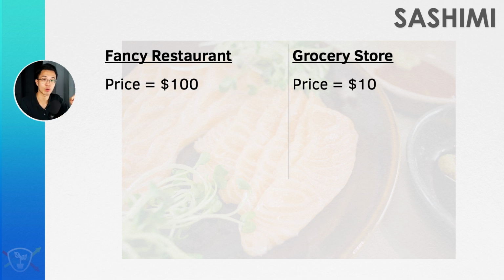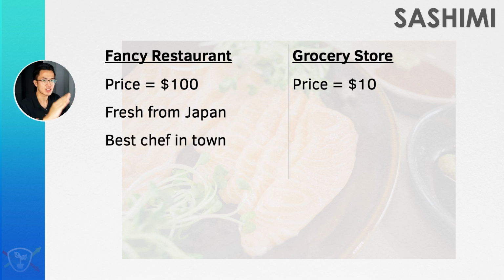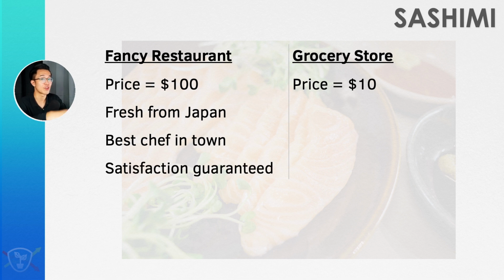Now let's take a closer look. What if I told you that the $100 sashimi is made from salmon that was flown in from Hokkaido this morning and is prepared by the best sashimi sensei in town, and you're going to be eating it in this really nice, really fancy restaurant with AC, with really ambient lighting and really nice music and the best service that you can get in town.